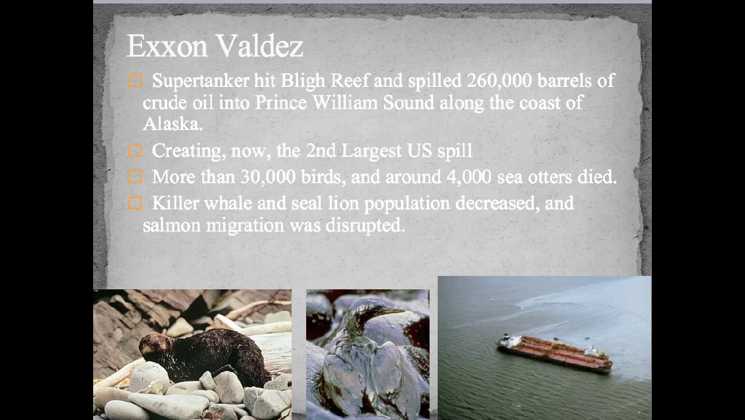Looking at some oil issues in the past, first one we're talking about is Exxon Valdez, in which a supertanker right here hit the Bligh Reef and spilled 260,000 barrels of crude oil into Prince William Sound, which is an area along the coast of Alaska, creating now the second largest oil spill. More than 30,000 birds and around 4,000 sea otters died. Killer whale and sea lion populations decreased because of this, and salmon migration was disrupted.